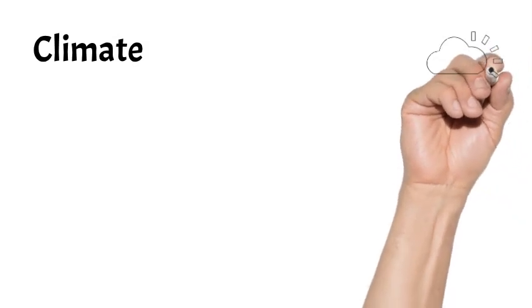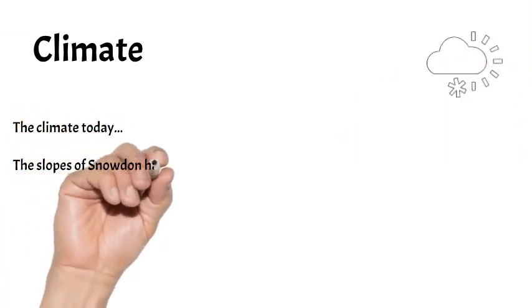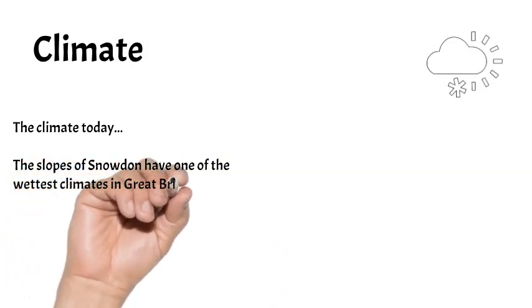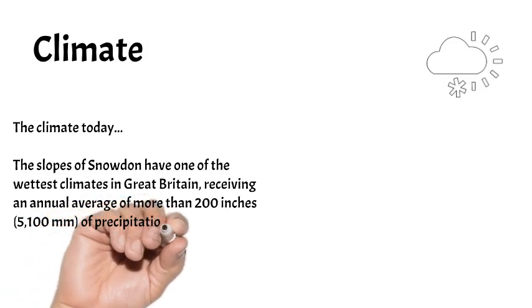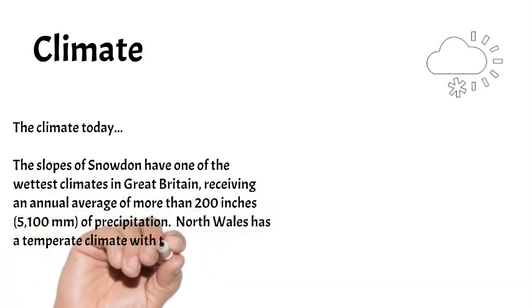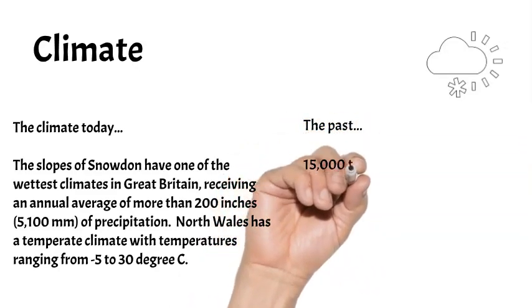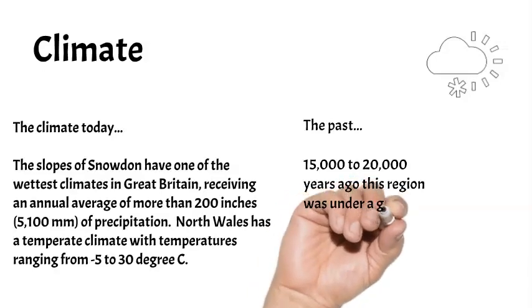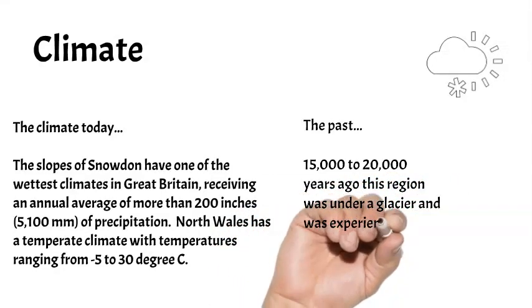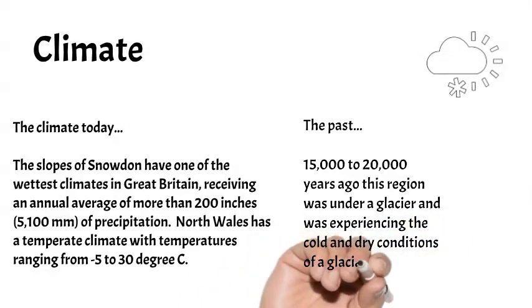Climate. Climate is also important, both the climate today and in the past. Today, the slopes of Snowdon have one of the wettest climates, receiving more than 200 inches of rain. And North Wales has a temperate climate, with temperatures from -5 to 30 degrees, perfect for weathering. In the past, this area was glaciated, and experienced cold and dry conditions.